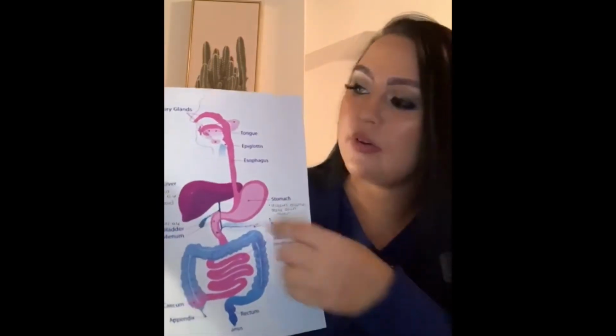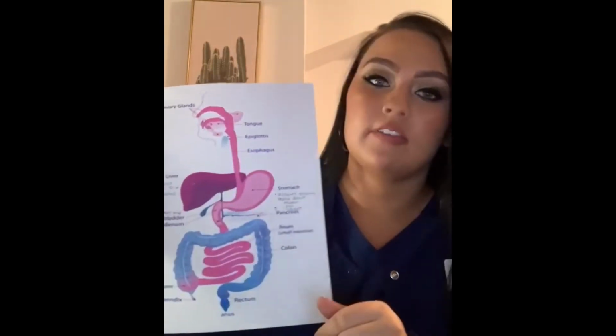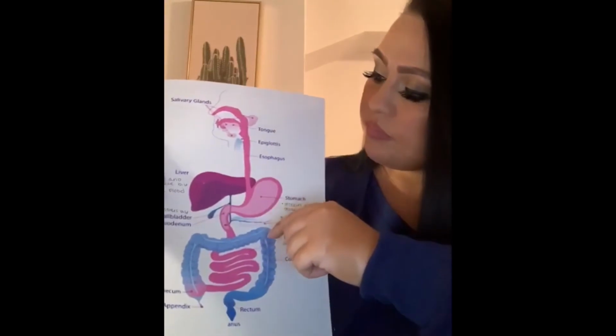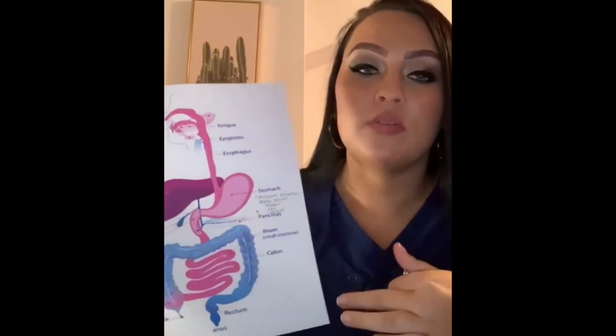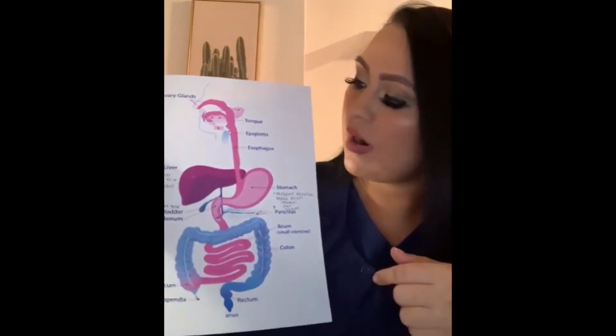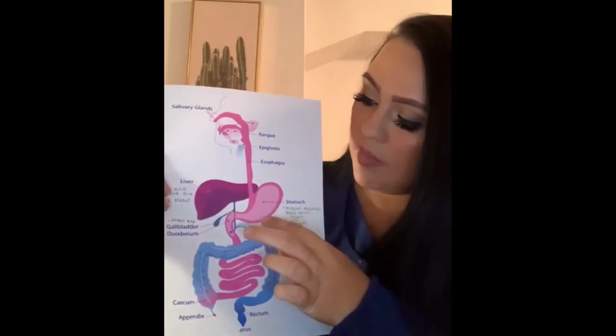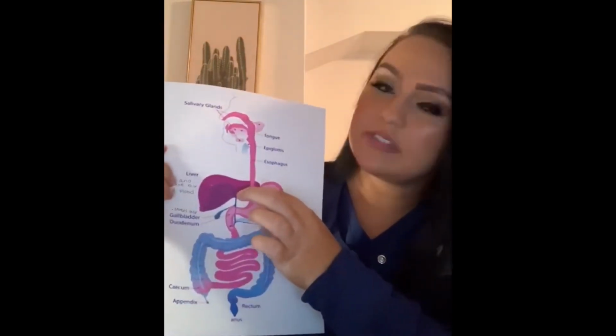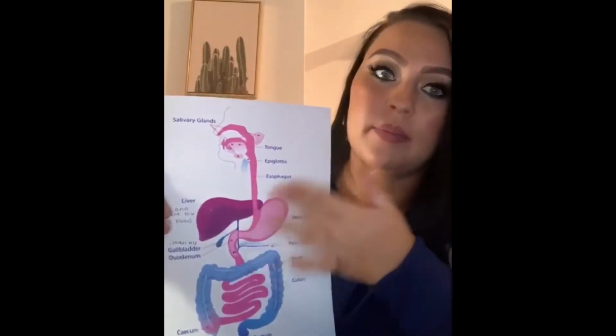As the food is broken down into a form that we can swallow, it then moves into our esophagus. Peristaltic waves move these food boluses through our esophagus down to our stomach. There is a sphincter here that allows the food to just stay in our stomach so that it doesn't go back up into our esophagus.